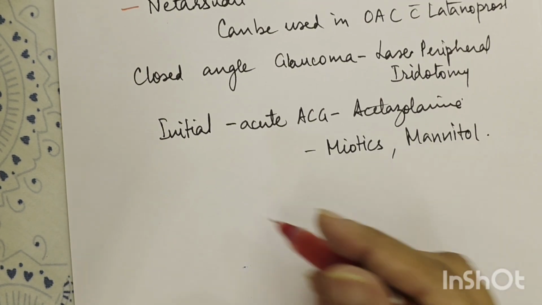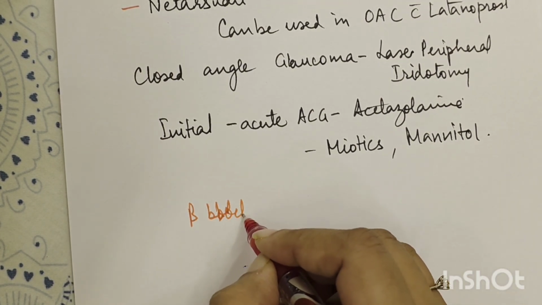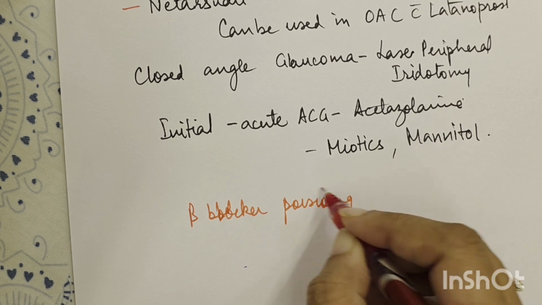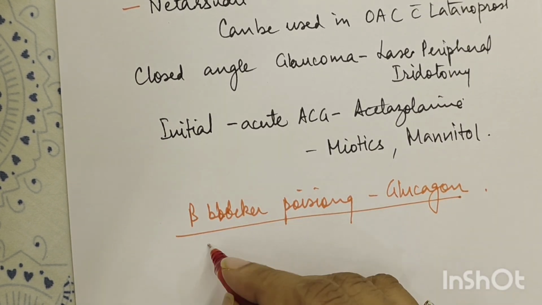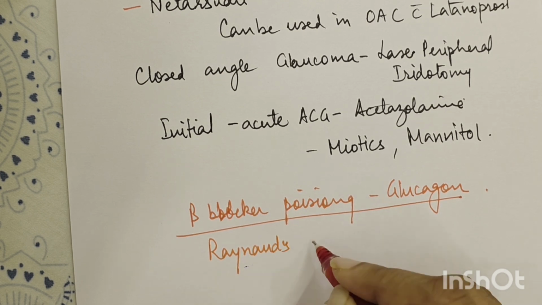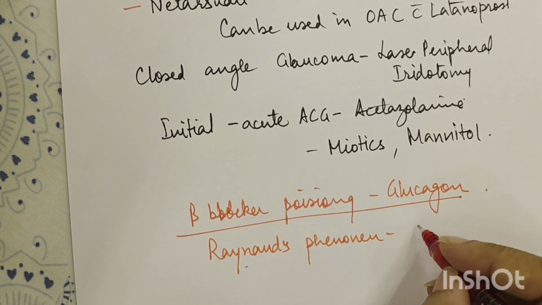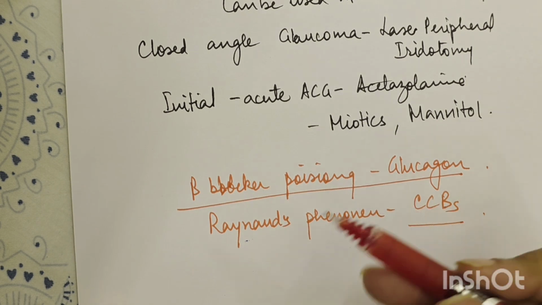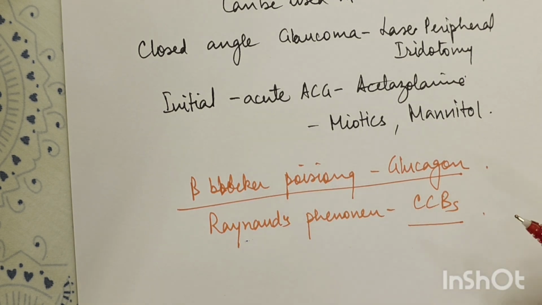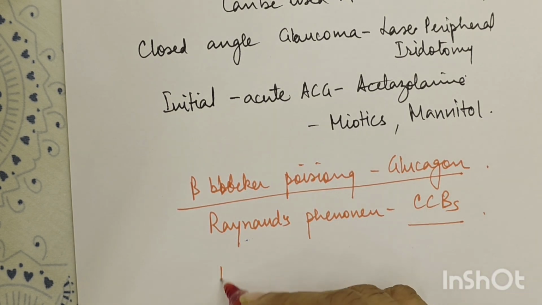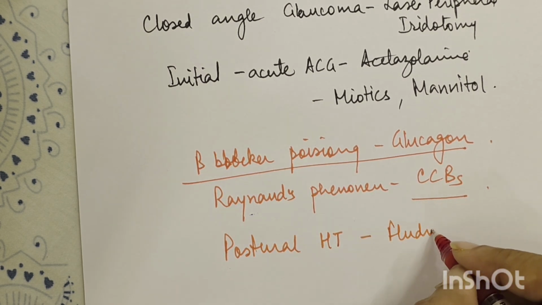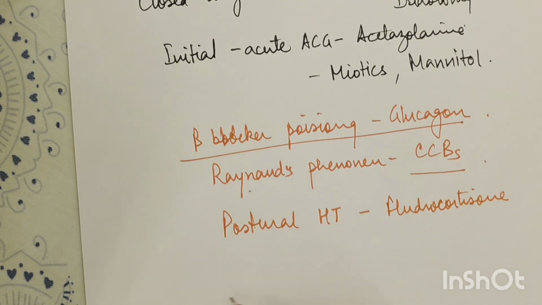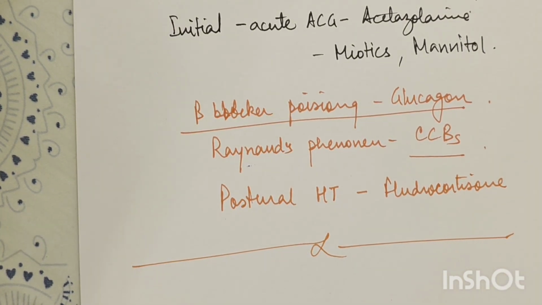Just one or two points here and there. In beta blocker poisoning, like an overdose, the drug of choice to treat it is glucagon. In Raynaud's phenomenon we use CCBs as the treatment of choice. I've told you in cheese reaction and clonidine withdrawal we use phentolamine. And postural hypotension, that is also important. In postural hypotension you may use fludrocortisone, which is a mineralocorticoid. So these were the important rapid revision notes of the sympathetic system. So with this we complete the ANS.